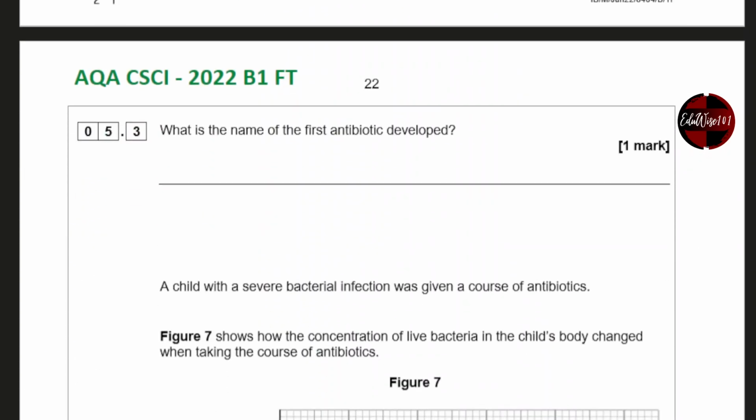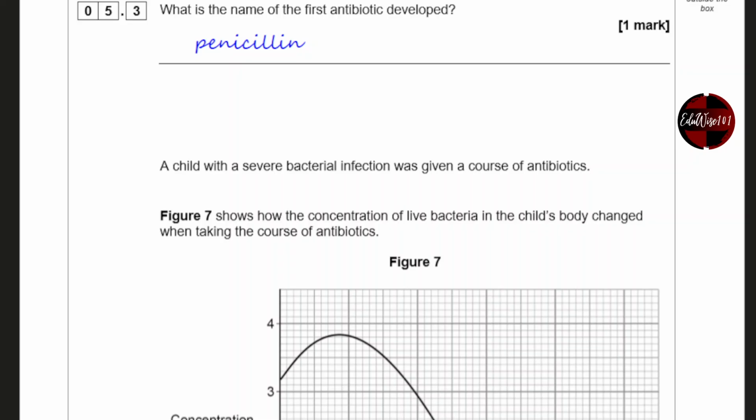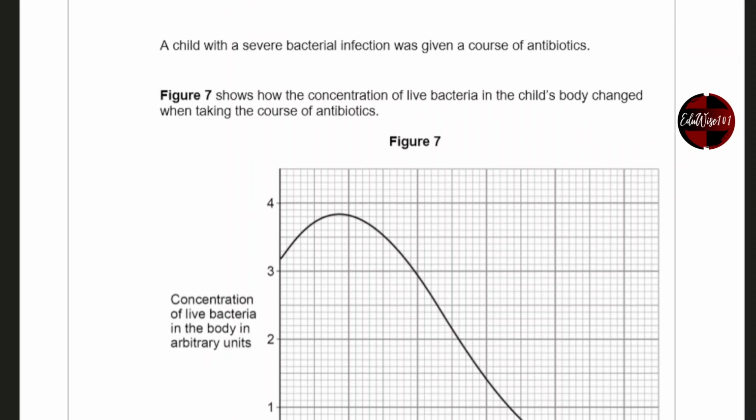What is the name of the first antibiotic developed? And that would be penicillin, discovered by Alexander Fleming. A child with a severe bacterial infection was given a course of antibiotics. Figure 7 shows how the concentration of live bacteria in the child's body changed when taking the course of antibiotics.